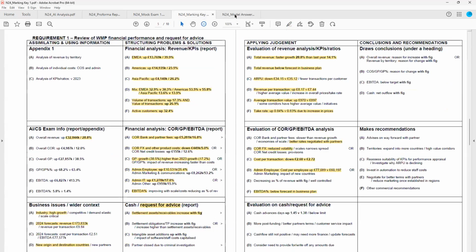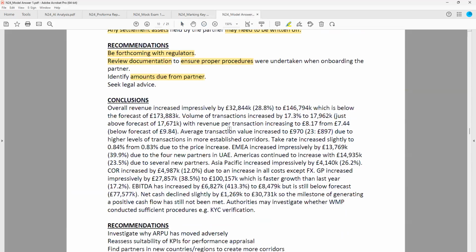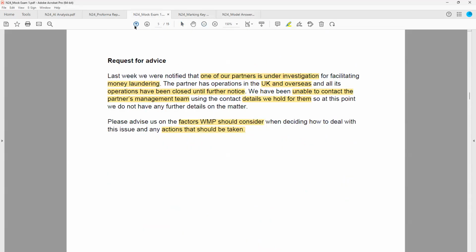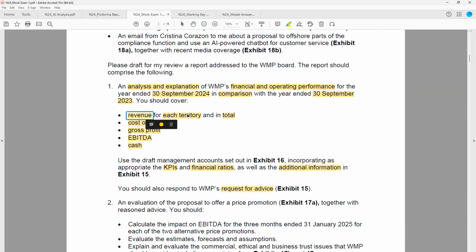So then all that's left to do is the conclusions and the recommendations. So remember, for the conclusions, you need a point on every section that you've been asked for. So if we've been asked for revenue by territory and in total, cost of revenue, gross profit, EBITDA, cash, and the request for advice, you need one point on each of those in the conclusion.